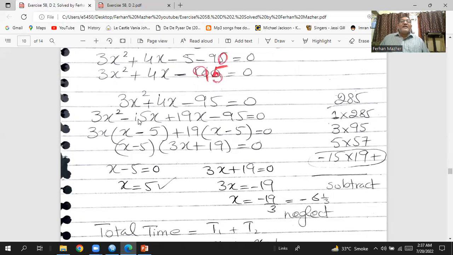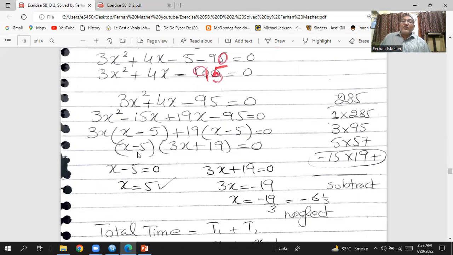So you will have 3x squared minus 15x plus 19x minus 95 equals 0. From the first two terms, you can see 3x is common. So in the bracket, you are left with x minus 5. And in the last two terms, plus 19 is common. So you are left with x minus 5 in that bracket, equals 0. So from this term and this term, the bracket x minus 5 is common. So you will have 3x from that position, and plus 19 from this position.